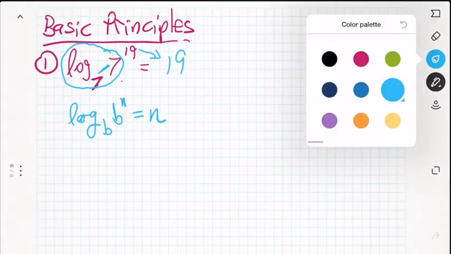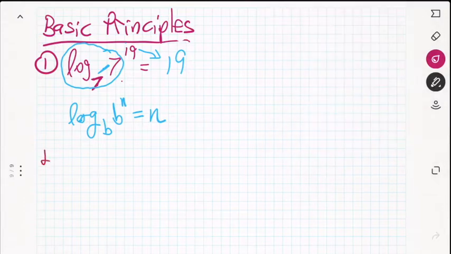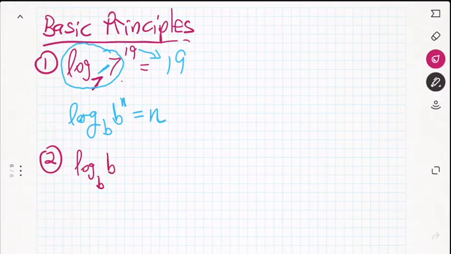All right, law number 2. And this is a good one. If we have log base b of b, so what power do you raise b to get itself? Well, the only exponent that you can raise something to and not change the number is 1. b raised to the first power is b.